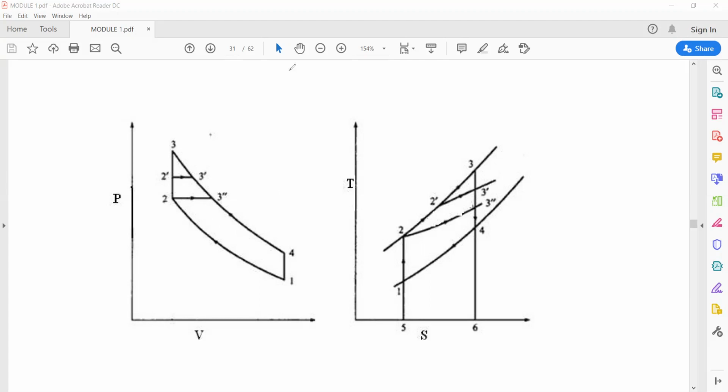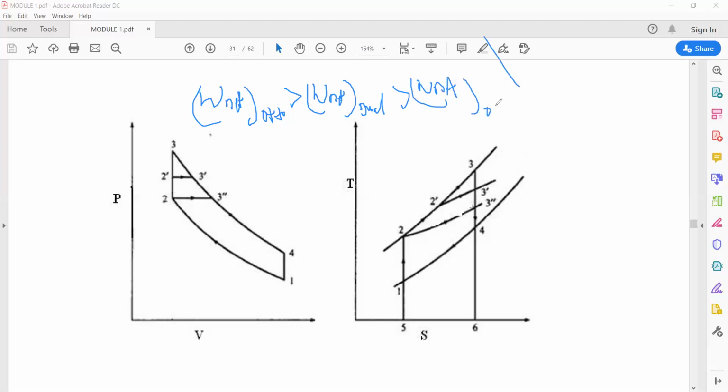So which one has more area? The net work obtained from the Otto cycle is more than the net work obtained from the dual cycle. The last, the minimum area, is for the net work obtained from the diesel cycle. Okay.